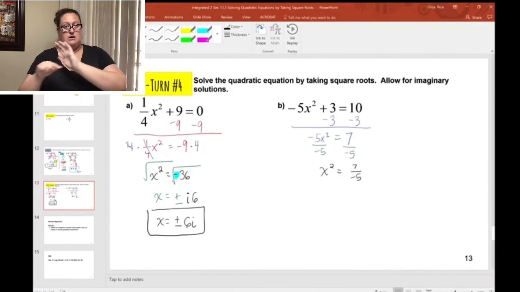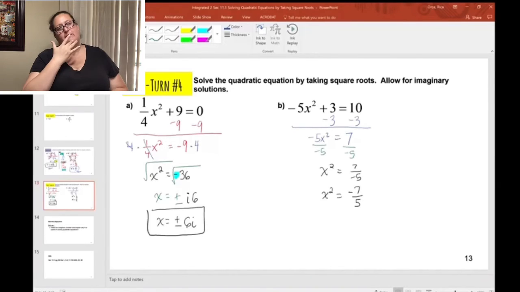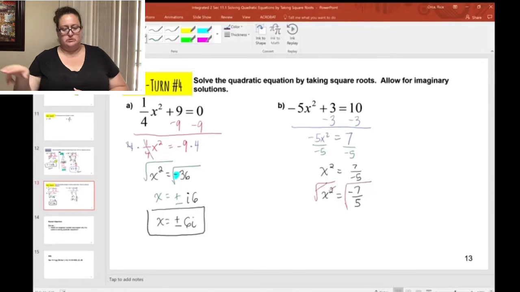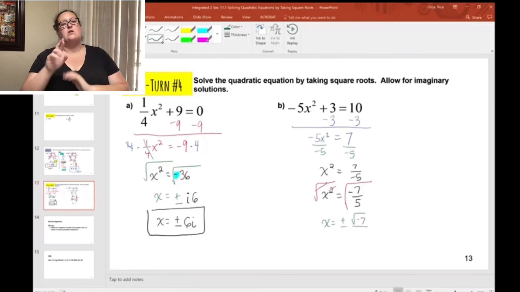Whenever I have a negative in the denominator, I like to move that negative to the top, so that I have x squared equals negative 7 over 5. That's just by preference. It makes negative numbers easier to work with if the negative is at the top. Now let's get rid of the square by taking the square root of both sides. So the square and the radical will cancel each other out, which will leave us with x equals plus or minus the square root of negative 7 over the square root of 5.